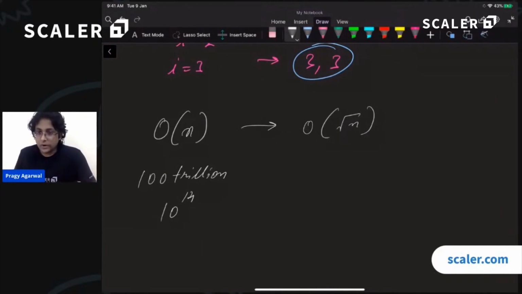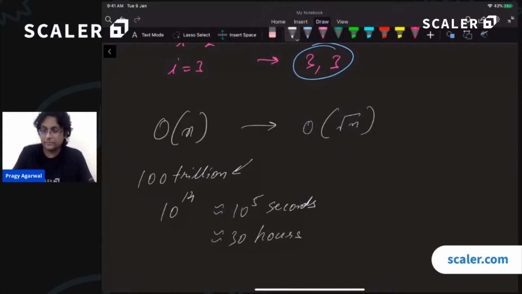Right? If you were to check a number of this order of magnitude on your computer, it will take a lot of time. How much time will it take? It will take around 10 to the power 5 seconds. Or you can say it will take around 30 hours.